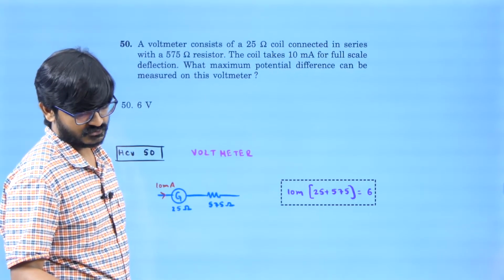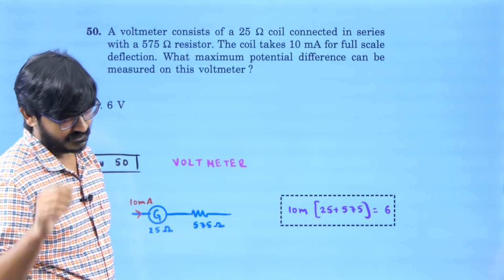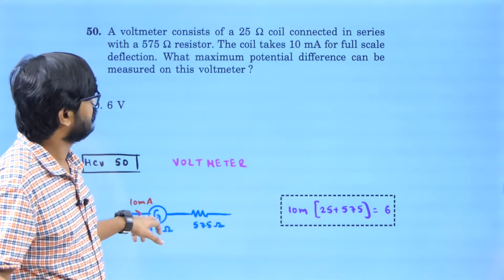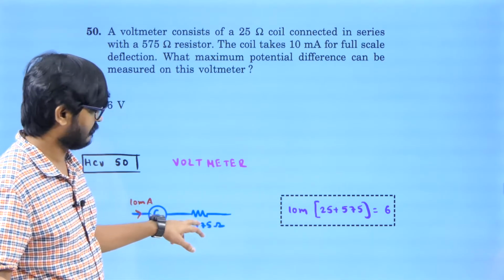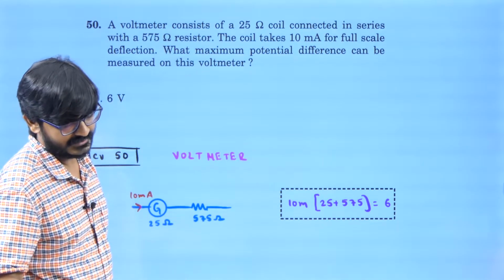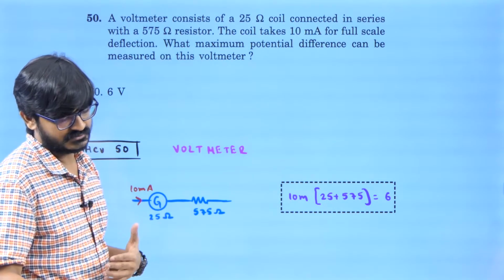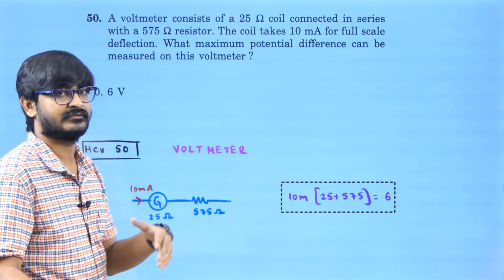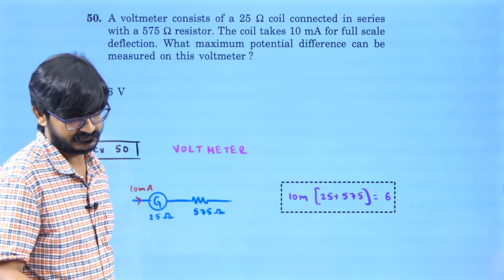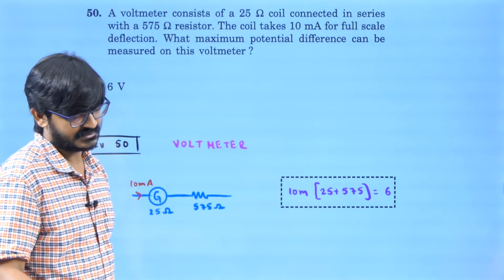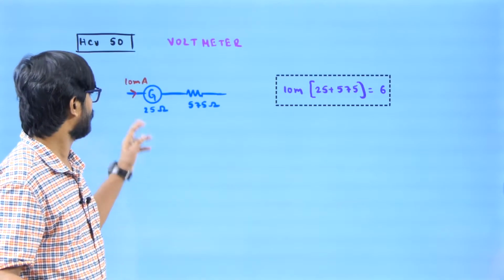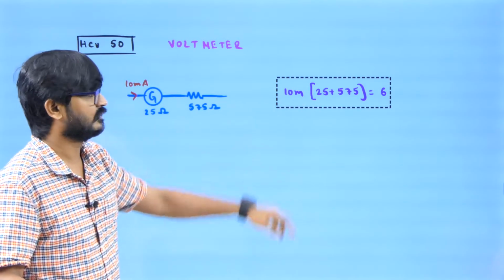Now there are some questions here. A voltmeter consists of a 25 ohm coil and 575 ohms connected in series. The coil takes 10 milliampere for full scale deflection. So the galvanometer will show full scale deflection for a small current of 10 milliampere. What is the maximum potential difference that can be measured across the voltmeter? So I into the total resistance. So you will get 6 volt.